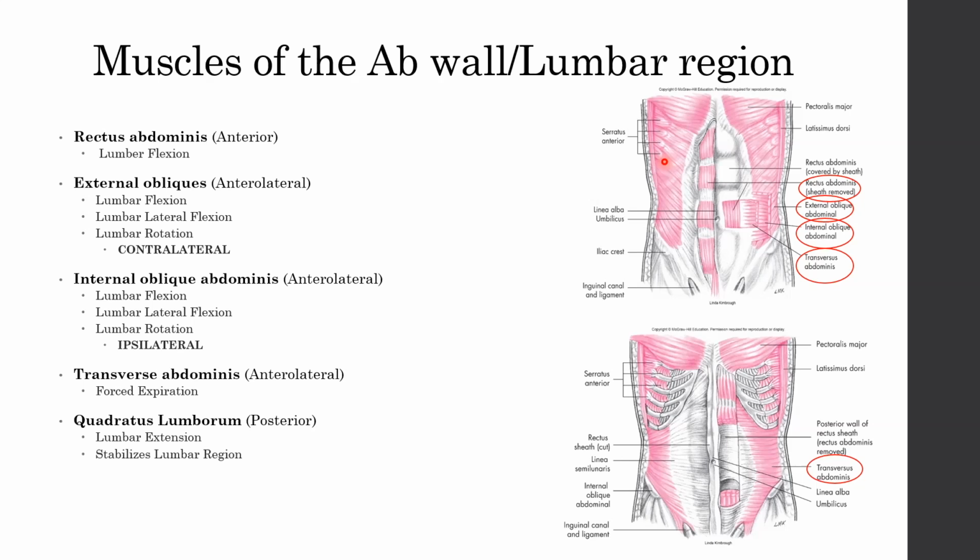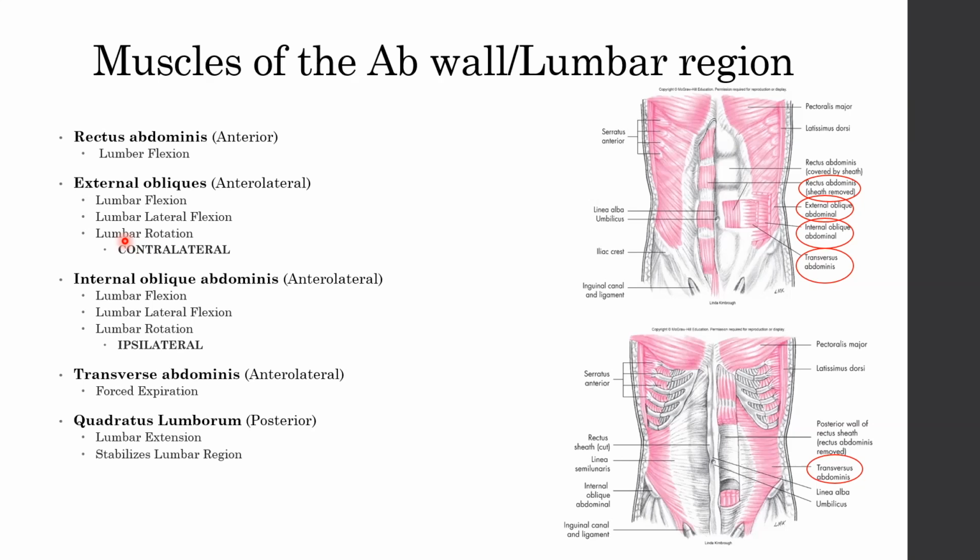Now, there's an important note here when we consider the external oblique muscles. Whenever they contract, particularly with the lumbar rotation action, it's going to result in a contralateral rotation movement. So specifically to our external obliques, if I activate my right external obliques, that will cause a left lumbar rotation movement and vice versa.